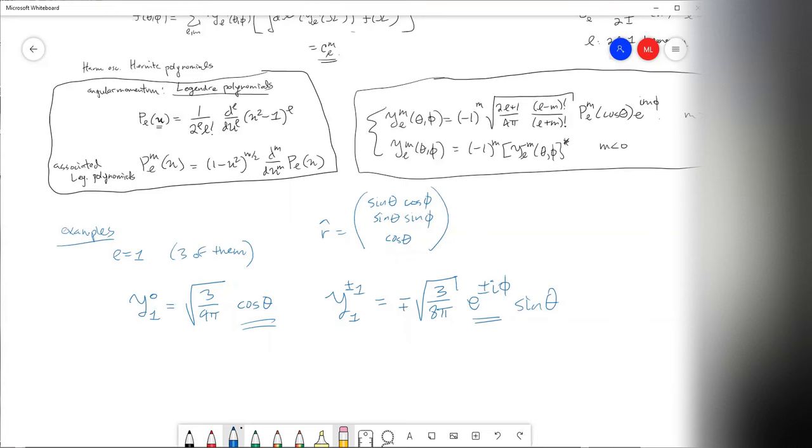So you can actually rewrite this as plus or minus the square root of 3 over 4 pi, times the x component of r hat plus or minus i times the y component, divided by the square root of 2. So they're just the components of the unit vector corresponding to the position, rotated into each other.